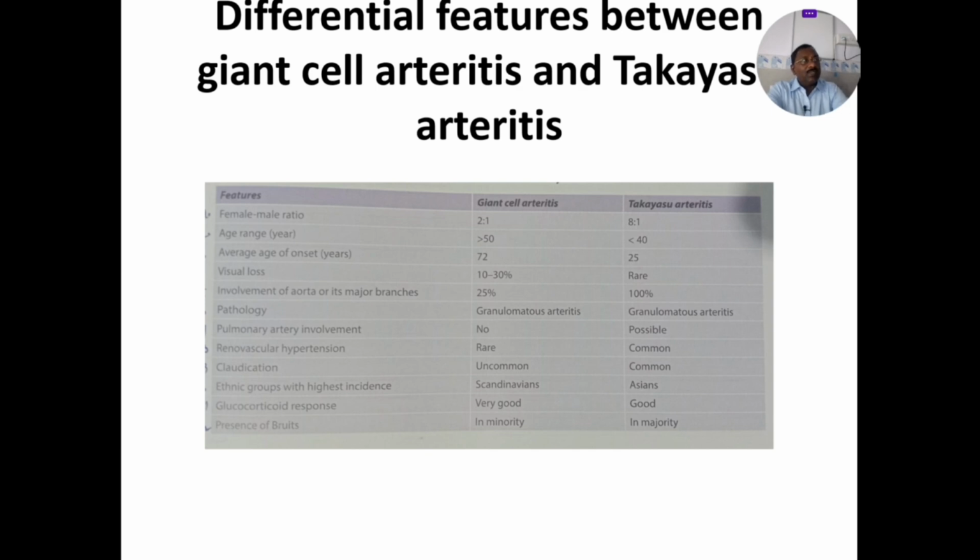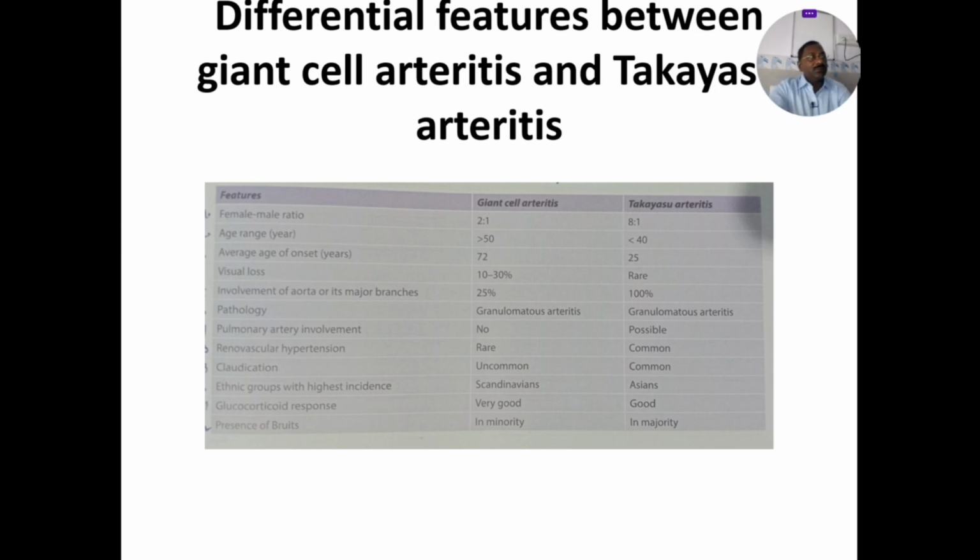Visual loss is very common in giant cell arteritis, very rare in Takayasu arteritis, because giant cell arteritis involves extracranial vessels. Involvement of the aorta or its main branches is 100% in Takayasu arteritis, sometimes in giant cell arteritis also. Pathology, both are granulomatous arteritis. Pulmonary artery involvement is possible in Takayasu, not in giant cell arteritis. Renovascular hypertension is very common in Takayasu arteritis. Claudication is very common in Takayasu. Ethnic groups with the highest incidence: Asians in Takayasu arteritis; giant cell arteritis not in Asians but Scandinavians.